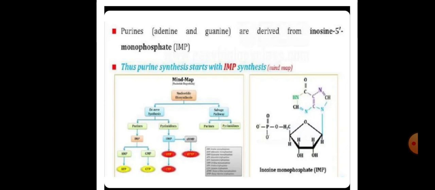So purines, you know, are adenine and guanine. They are derived from inosine 5' monophosphate. The synthesis of GMP and AMP, or adenosine monophosphate, mainly starts with the formation of inosine 5' monophosphate. Here inosine 5' monophosphate is the main precursor for synthesis of AMP and GMP.